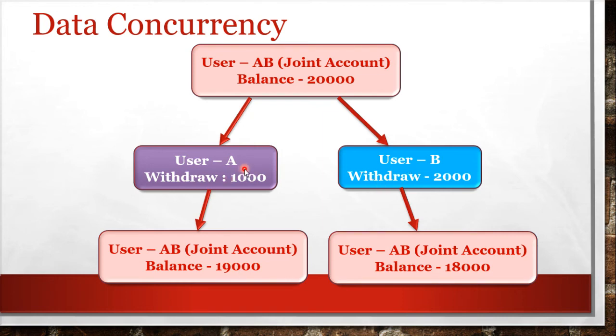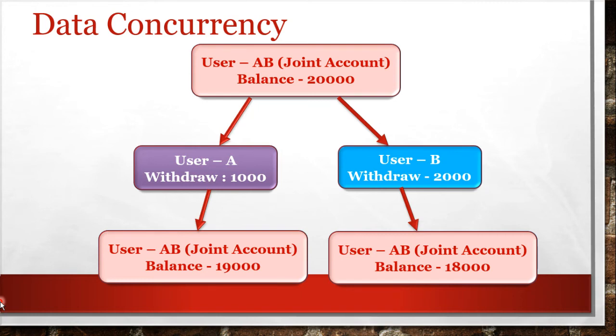So the database is not in a consistent state because of multiple transactions or multi-user access at the same time. This type of data concurrency can be handled easily through the concurrency control protocols in DBMS. We will study such protocols in later units.